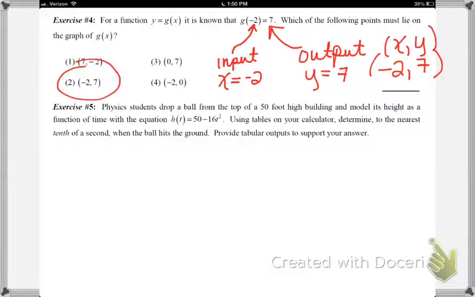Physics students drop a ball from the top of a 50-foot high building and model its height as a function of time with the equation h at t is equal to 50 minus 16t squared. Using tables on your calculator, determine the nearest tenth of a second when the ball hits the ground. Provide tabular outputs to support your answer.